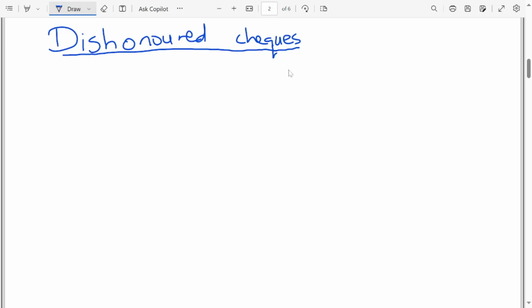Because if they are saying a check marked RD like this, what do they mean? RD means a dishonored check. So now what is a dishonored check?